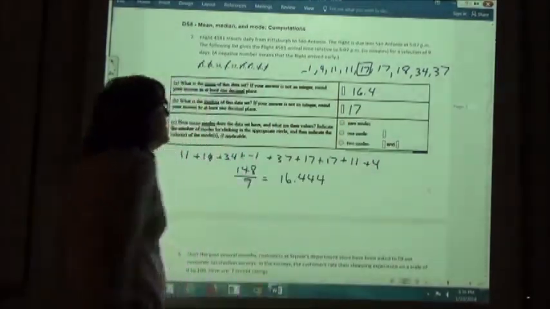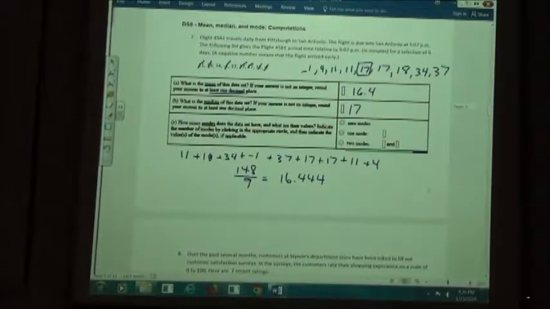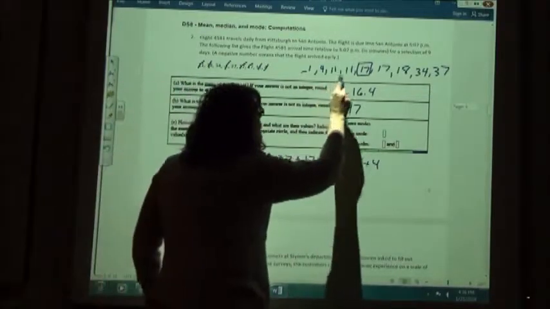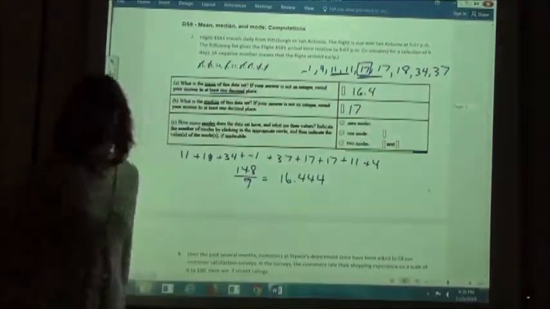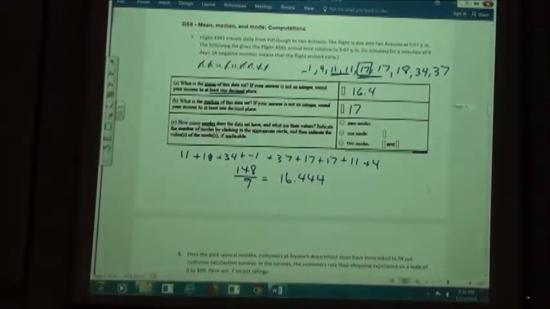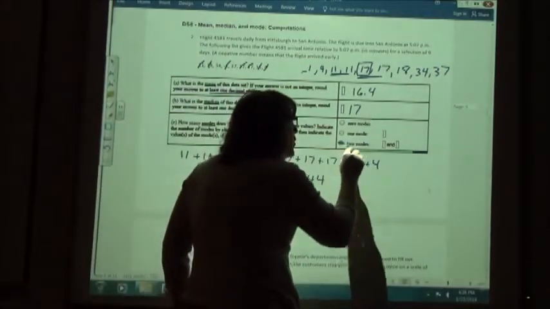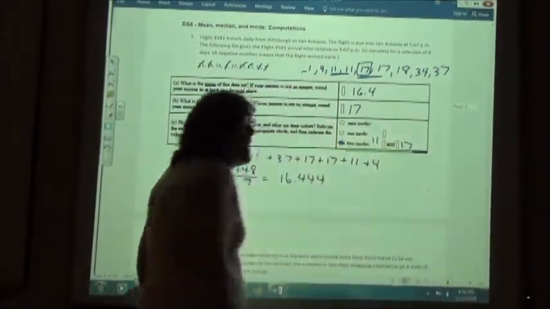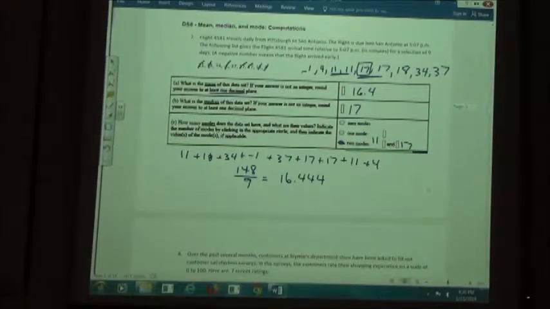17. The mode. It wants to know how many modes do you have, and if you have 1 mode, what is your number? If you have 2 modes, what are your numbers? Which ones occur the most? On this list, I have 2 11s and 2 17s. Everything else just occurs once, right? So this one has 2 modes. My 2 modes are the numbers 11 and 17. Those ones occur the most on my list. That makes sense? All right.